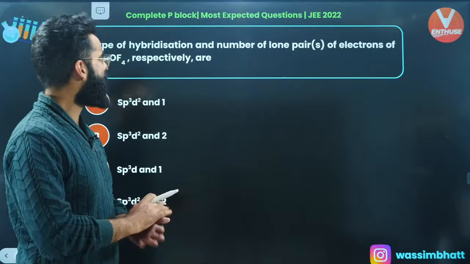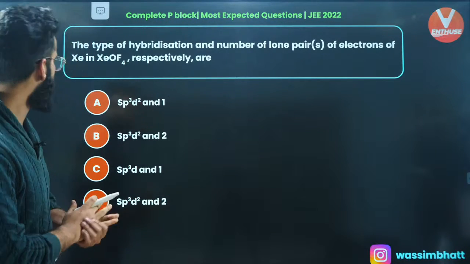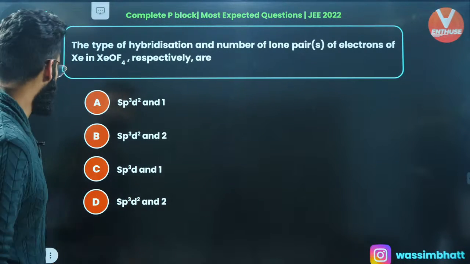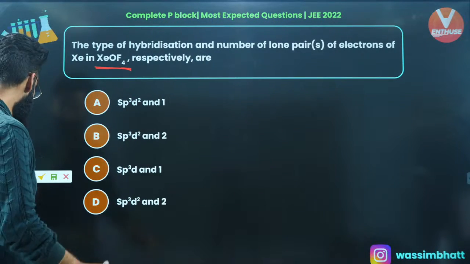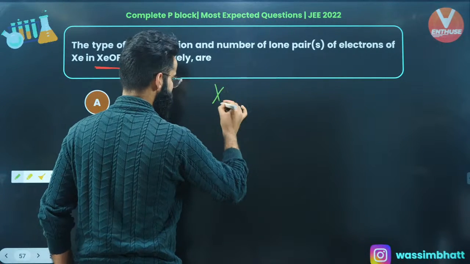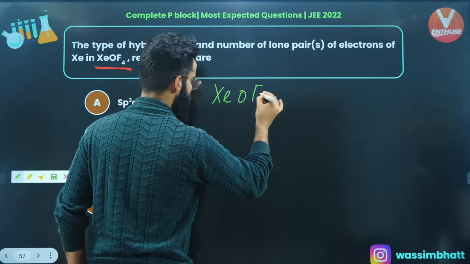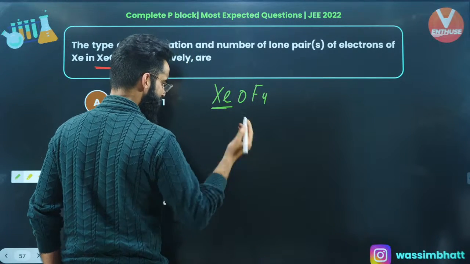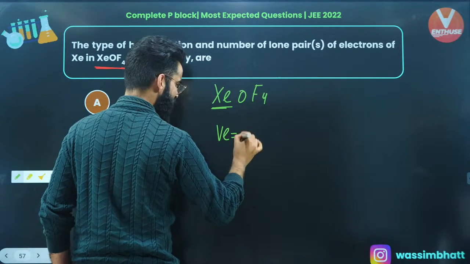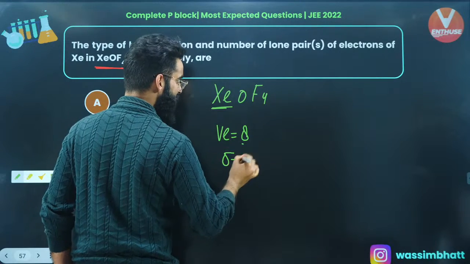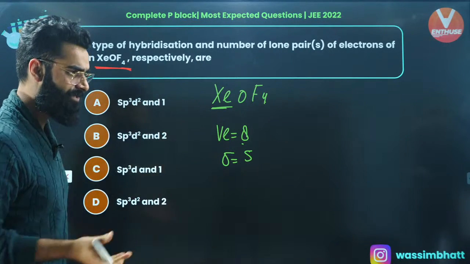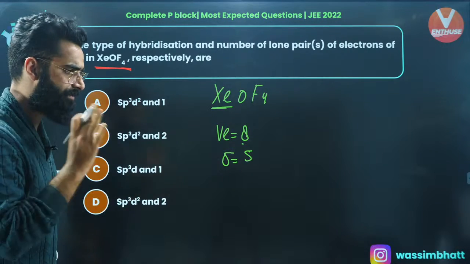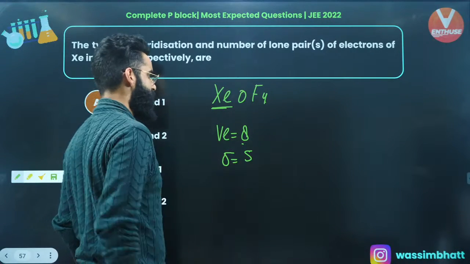Okay, the type of hybridization and number of lone pairs of electrons in XeOF4, respectively. Well, if you talk about XeOF4, my dear people, this is Xe, for example, this is O, this is F4, right? This xenon is the central atom. It has got 8 valence electrons. How many sigma bonds is it forming? It's forming 4 plus 1, 5 sigma bonds. The number of terminal atoms attached gives you the number of sigma bonds. So there are 5 sigma bonds, right?